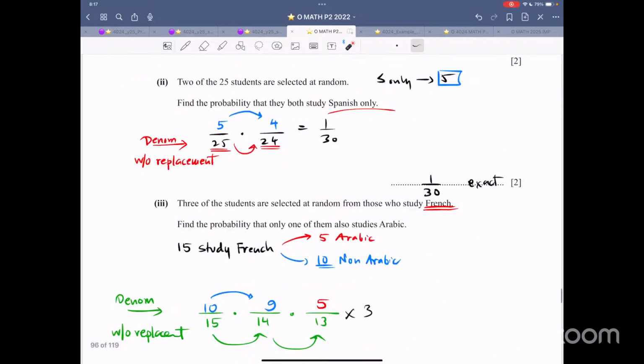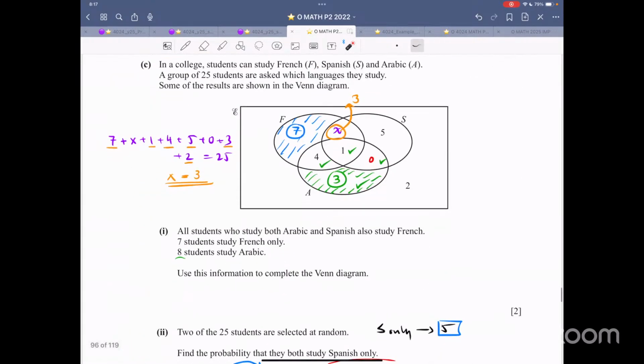Now over here, first of all, let's focus on this. This is 0. This is 0 because of this 7. All those who study both Arabic and Spanish also study French. This thing is done. Now over here, let's talk about Arabic. 8 students study Arabic. So one thing is there, 2 is there, 3 is there. Therefore, 4 plus 1 is 5. 5 plus 0 is 5. So 8 minus 5 is 3. So this comes out to be 3.